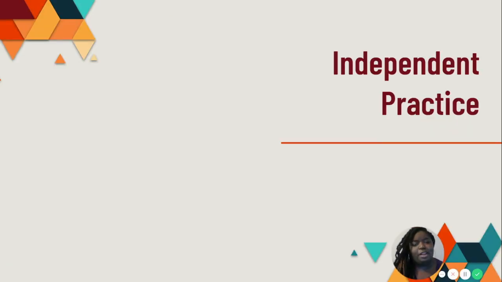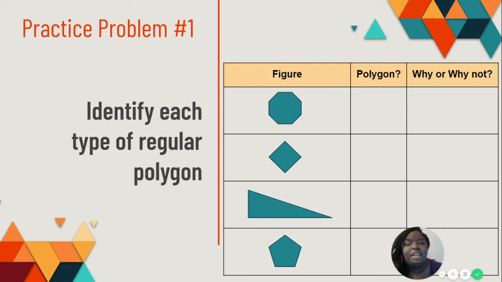So let's do some independent practice. What we're going to be doing is we're going to identify each type of regular polygon. So if you need to pause the video and go back to some previous slides, please do. But what we're going to do is look at this table and figure out, is this shape a polygon? Why or why not? Same thing here and same thing here. And to clarify, when I say polygon, I mean regular polygon, not an irregular polygon. Or if it is an irregular polygon, describe why you feel that is. So that's practice problem number 1.